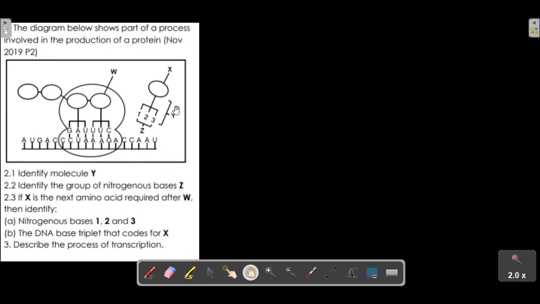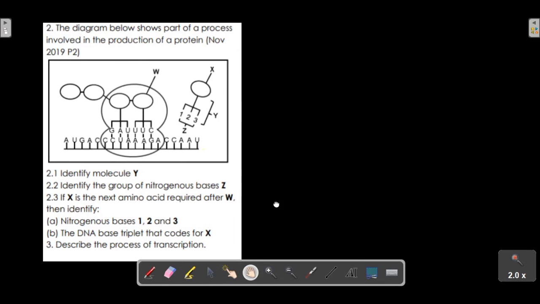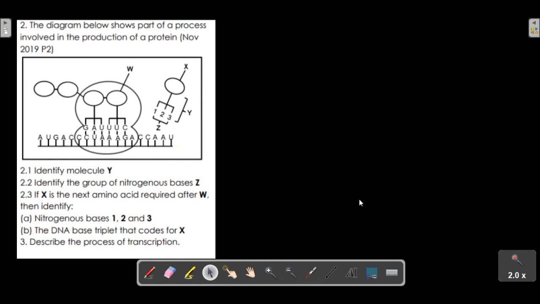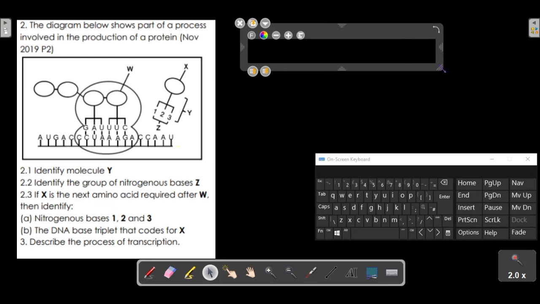Okay, hope that we got that correct. Let's move on to the second activity. So it says the diagram below shows part of a process involved in the production of a protein. Okay, so start with 2.1. What do we see first? Well, this actually looks like the stage where they are matching. So this is the translation stage in the cytoplasm on the ribosome. There is your ribosome there. Okay? This structure. They like to draw it like that.